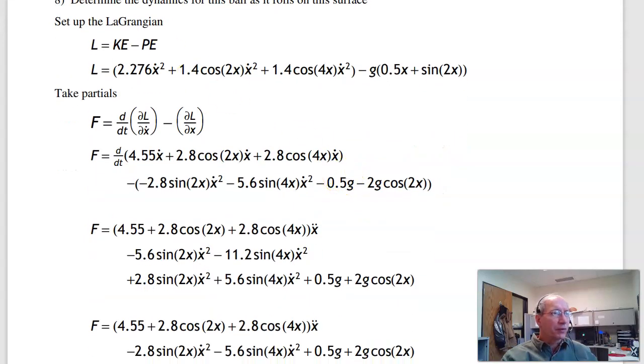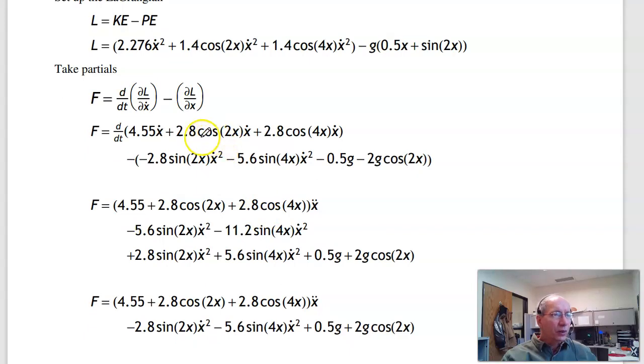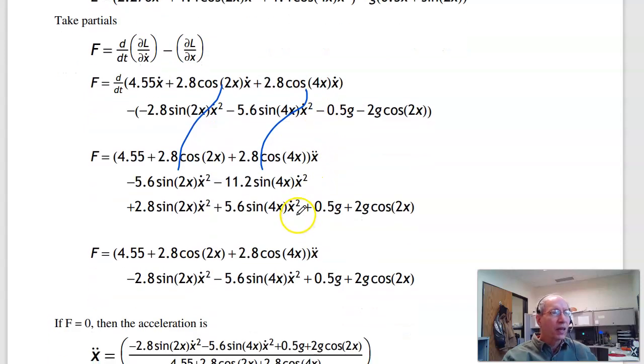Now take the full derivative. For this guy, if I take the full derivative with respect to x dot, I get x double prime times everything else. Chain rule. Take the derivative with respect to the first term. The derivative of cosine 2x is minus 2 sine 2x x dot times x dot gives you an x dot squared. 2.8 times, we'll take the derivative, I get minus sine 4x times 4 times x dot times x dot gives you x dot squared. And then these terms just come down, just distributing the minus sign.